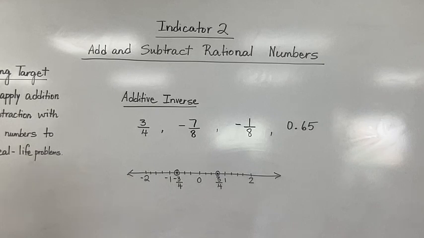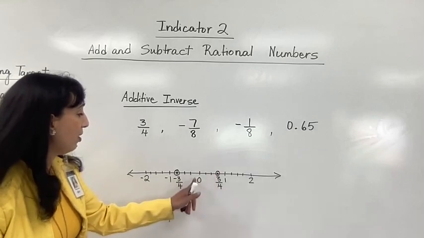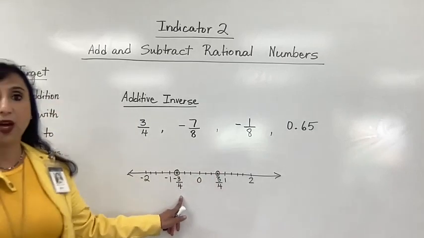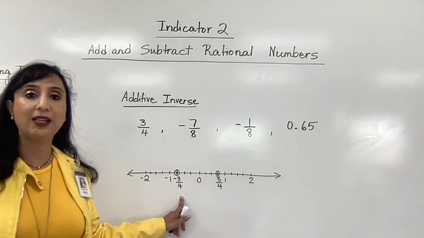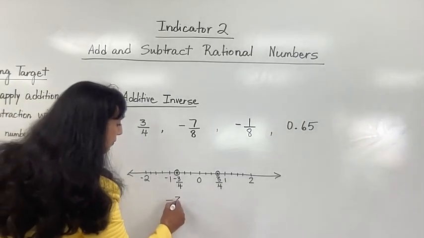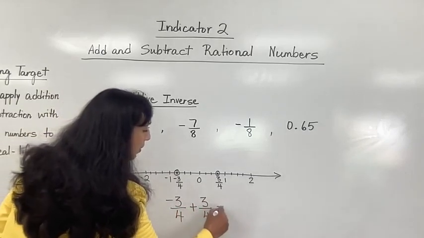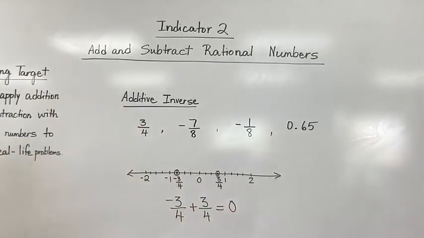Okay, so from here I have 3/4, and the opposite side of that is -3/4. So -3/4 is the additive inverse of 3/4, because when I take the sum of a number and its opposite or the additive inverse, I am going to get 0. So if I do -3/4 plus 3/4, I am going to get 0. Okay, so that is the rule. Sum of a number and its additive inverse is going to be 0.